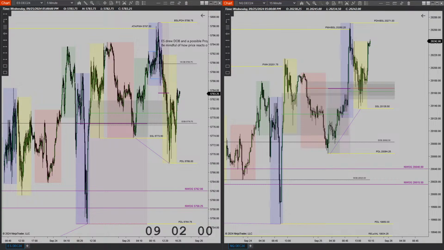All right. Good morning. Today is September 26th of 2024, and we're just going to go over yesterday's price action as well as the outlook for today.